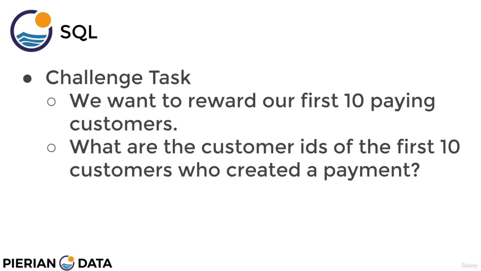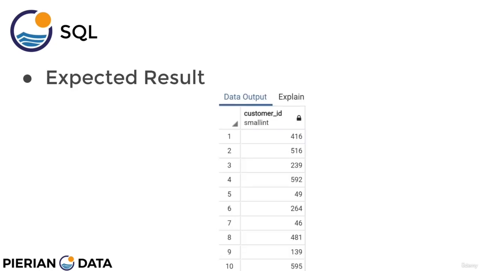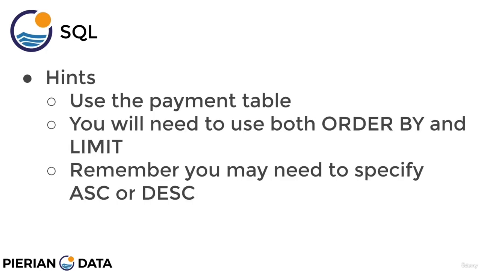Up next is the expected result. So the expected result are these 10 customer IDs. Here comes some hints. So the hints is to use the payment table, and you will need to use both order by and limit. And remember, you may need to specify ascending or descending on the actual payment date column.